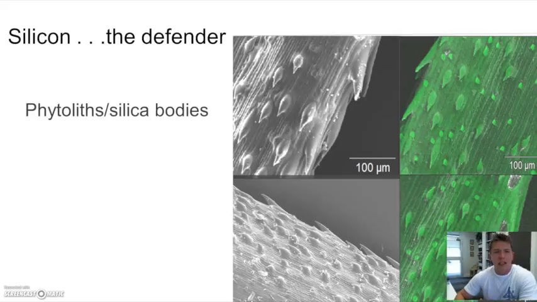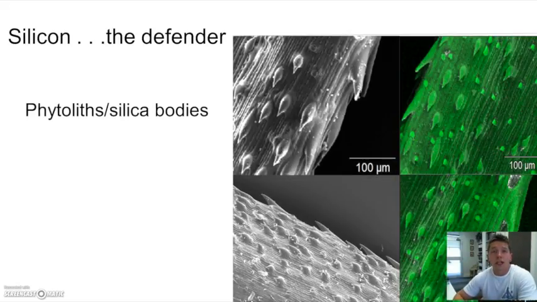Now, plants take up silicon in the form of monosilicic acid, which naturally polymerizes in the plant tissue when it reaches certain concentrations, and it forms things called phytoliths, also known as silica bodies. And these are just some scanning electron micrograph images of phytoliths in plant material taken by Professor Sue Hartley's group. And I don't know about you, but I certainly wouldn't want to be munching on any of those. They do not look particularly palatable or digestible.